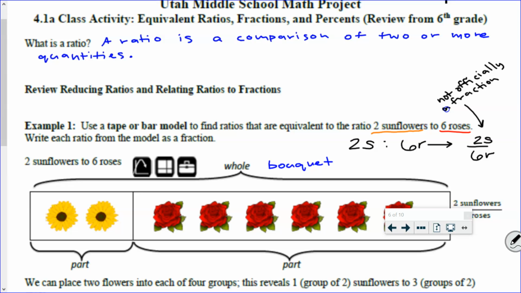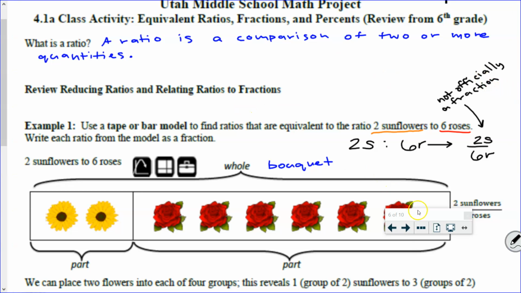The clues that remind us that it's not officially a fraction are the fact that we are using units. It's not just 2 over 6 or 2/6. It's 2s over 6r, where the S stands for sunflowers and the R stands for roses. This reminds us that although it looks like a fraction, it's not officially a fraction.